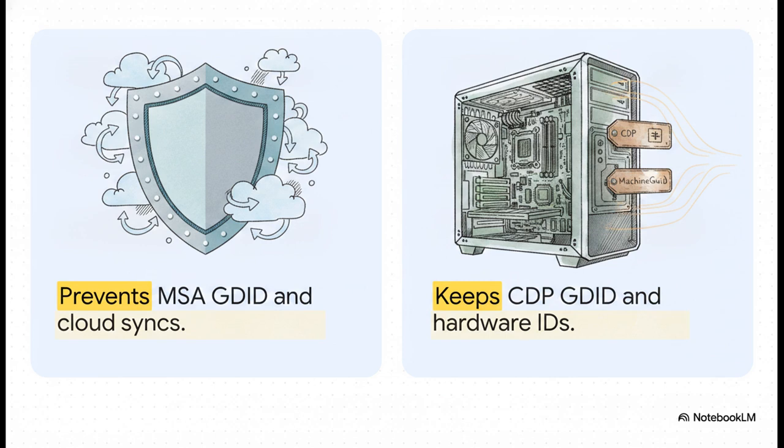But don't look away from the right side of the screen. A local account is not a silver bullet. Windows is still generating an anonymous GDID via the Connected Devices platform. Your machine GUID is still sitting there. You're still transmitting required diagnostic data. And all those hard-coded immutable firmware identifiers, they are completely untouched. So yes, a local account kills the cloud syncing, but the core tracking architecture baked into the OS, it is still humming along in the background.